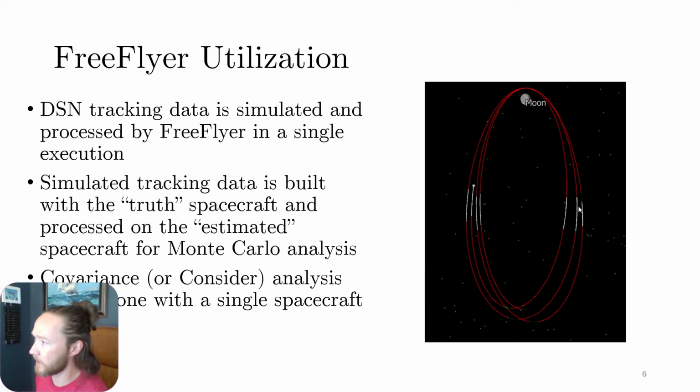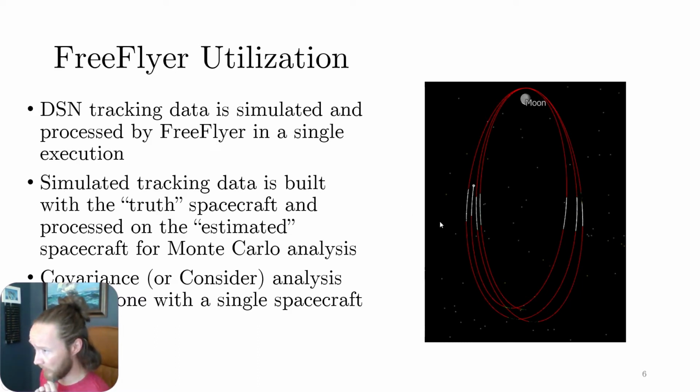We've got 8 hours on the outbound, 8 hours near Perilune, and then 8 hours on the inbound leg. And then our predictions to Perilune and through Perilune. So we track data, but the tracking data is executed with the Truth spacecraft. The orbit maintenance maneuvers are executed on the Truth spacecraft and estimated spacecraft. They are targeted with the estimated spacecraft.